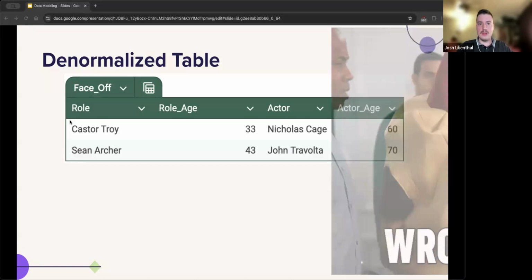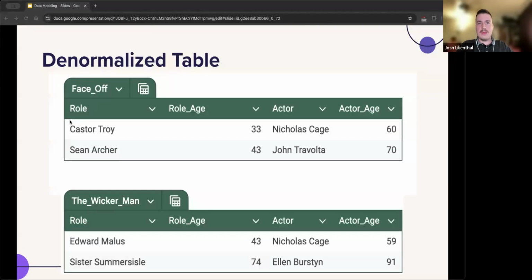Sounds good, right? Wrong. Well, let's say this Face Off table is part of a larger data model containing many different films. We'll look at another table for the Wicker Man underneath the first. As you can see with denormalized data, we can fit a lot more information inside a table. But there's a problem. Do you see it? Nick Cage's age is shown as 59 in the Wicker Man table and 60 in the Face Off table. I don't know, maybe we made the Wicker Man table before the Face Off table and never updated the age for Wicker Man after Nick Cage had a birthday.